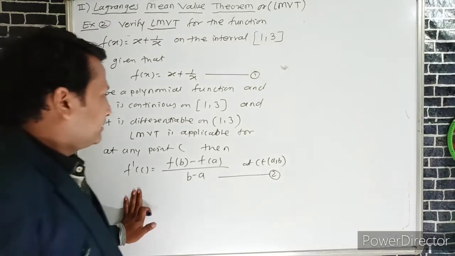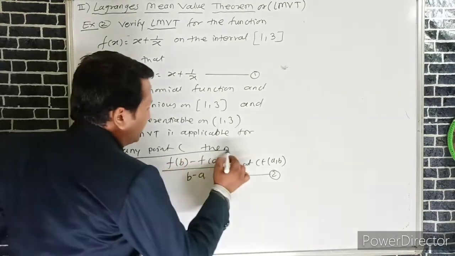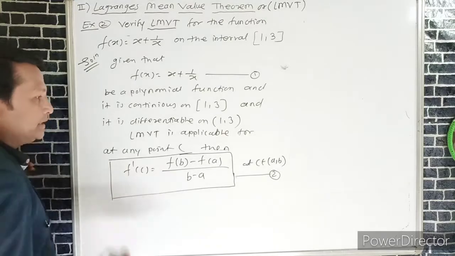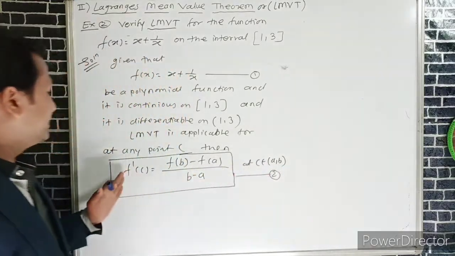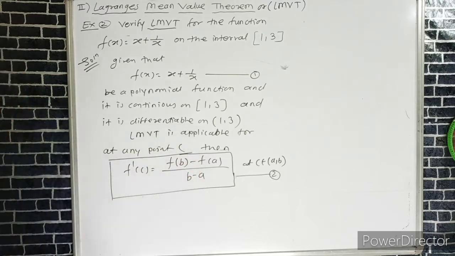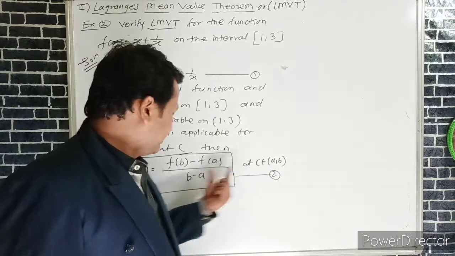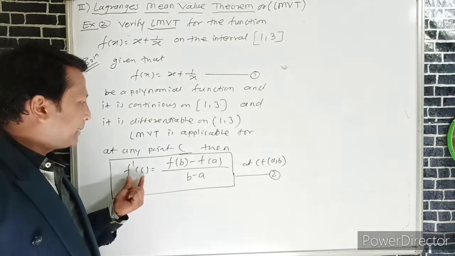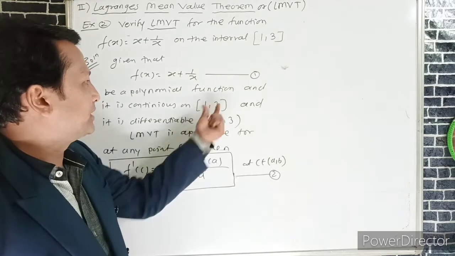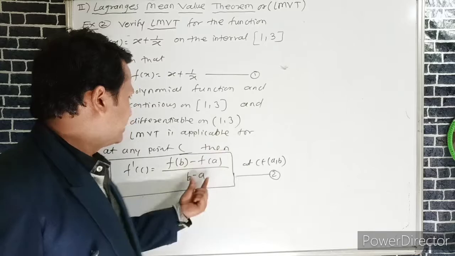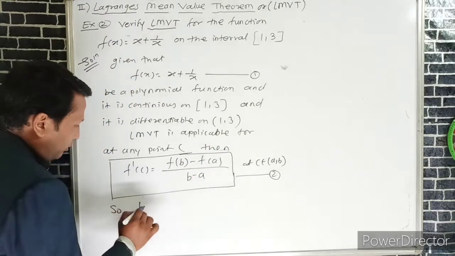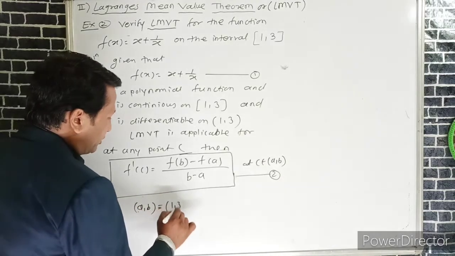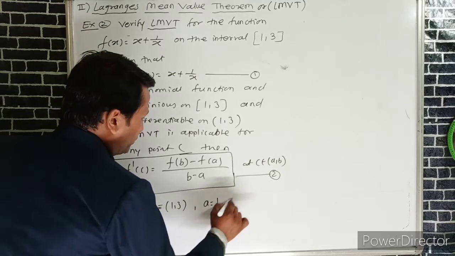If we have to verify the LMVT, Lagrange's mean value theorem, then we have to prove that this c belongs to (a, b) by using f dash of c, which is f of b minus f of a upon b minus a. If we have to find the value of c, then first we evaluate f dash of c. After that, f of b means 3, f of a means 1. So here we can write the interval (a, b) as (1, 3). Here we can write a is equal to 1 and b is equal to 3.